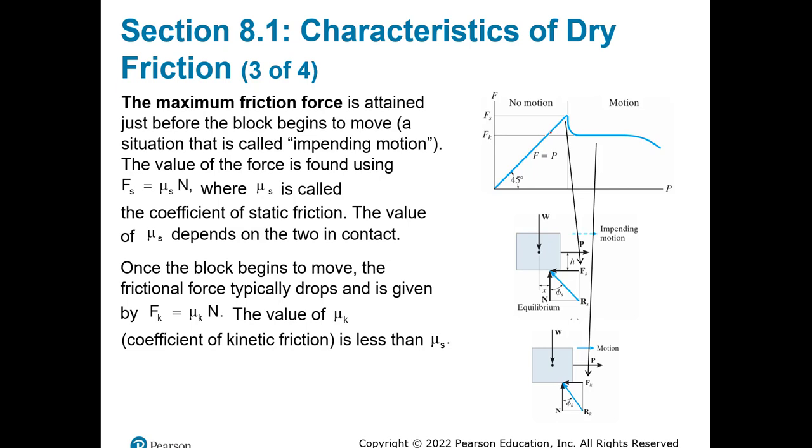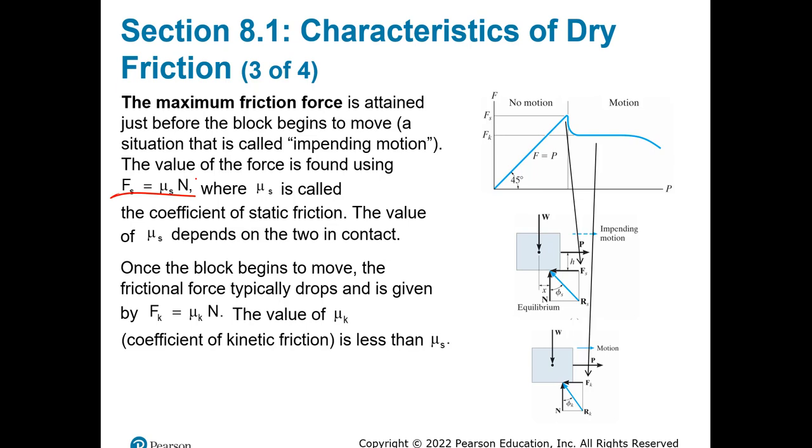The value of that force is found using the equation: the static frictional force will be equal to mu s times N, where mu s is called the coefficient of static friction. The value of mu s will depend on the two surfaces in contact, and that is usually given for your level right now. Mu obviously can be determined with experiments, but that's not the objective right now, okay?